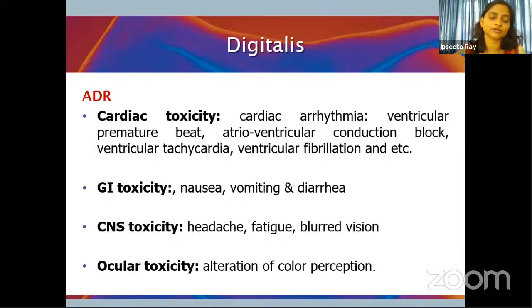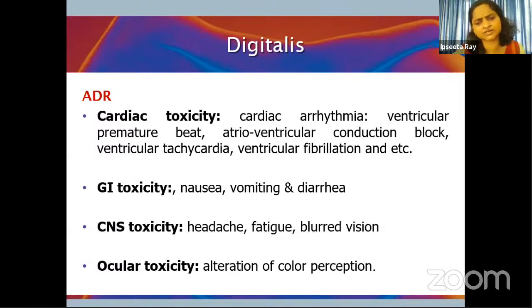And this is very important because these are the warning signs to the physician that the patient is going into toxicity. This is something that should not be overlooked and should be taken seriously when the patient is on cardiac glycoside and he develops the GI toxicity.